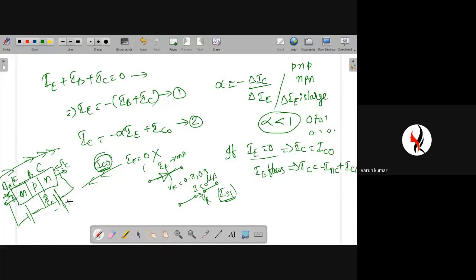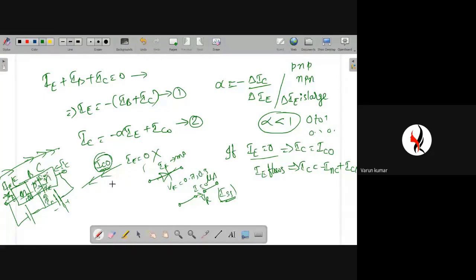Similarly, when IE flows, the collector current will be IC = -INC + ICO. ICO is the reverse saturation current, and along with that there will be some other current, and that current is your INC. INC is the current flowing due to the electrons in the n-type semiconductor, the collector.